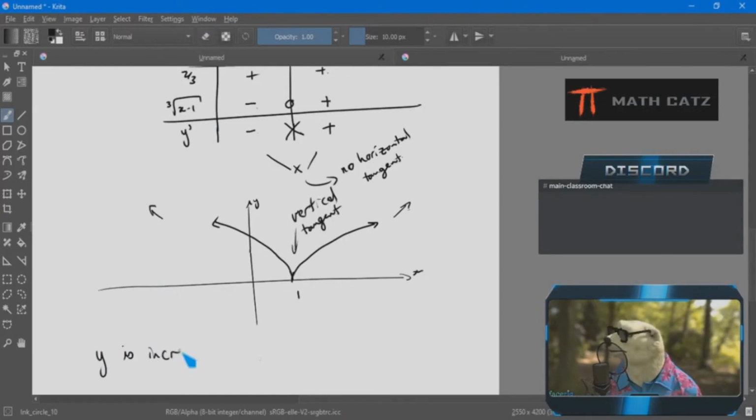Y is increasing on 1 to infinity. Do I include 1 or not? Do I put a square bracket or a round bracket? I always want to make these intervals as big as possible. Even though the derivative is not defined, there is a point there. The graph is defined there. Include it. It's not about the derivative. It's about the function itself.